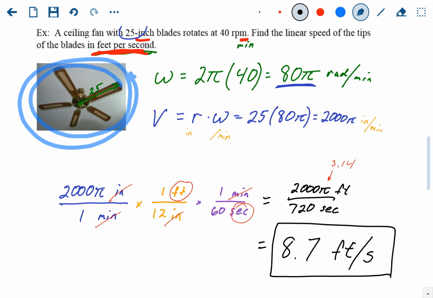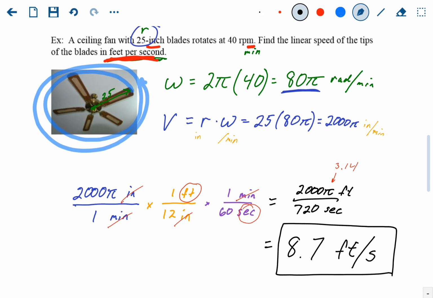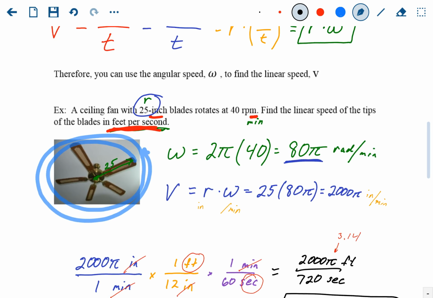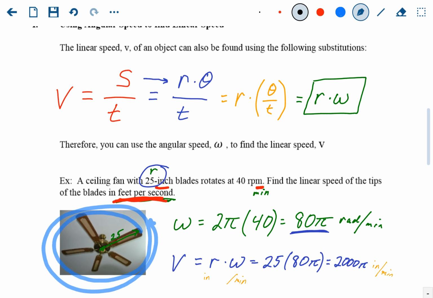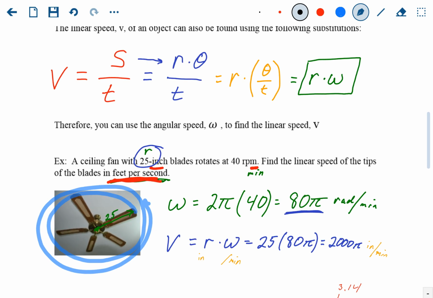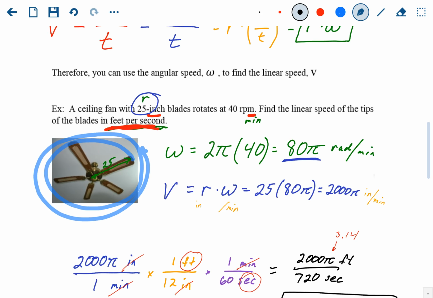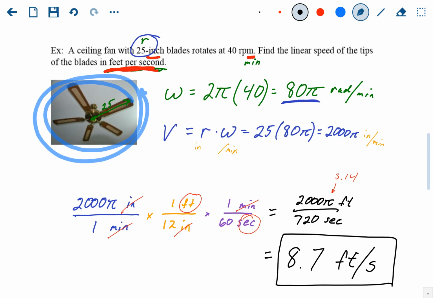All right, so that's just combining the formulas that we already know. Combine the angular speed, linear speed, and the arc length formula to rearrange our linear speed formula. So for all these problems, find the angular speed, multiply that by the radius. That gives you your linear speed, and then make sure you're in the correct units. So do the conversion if you have to.